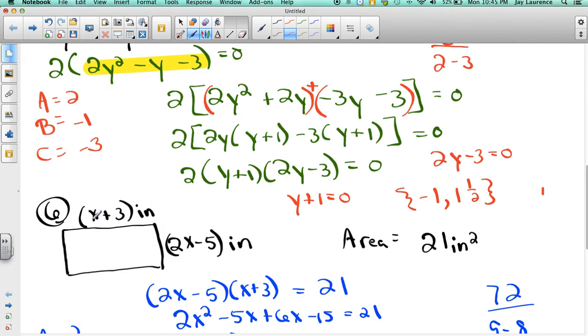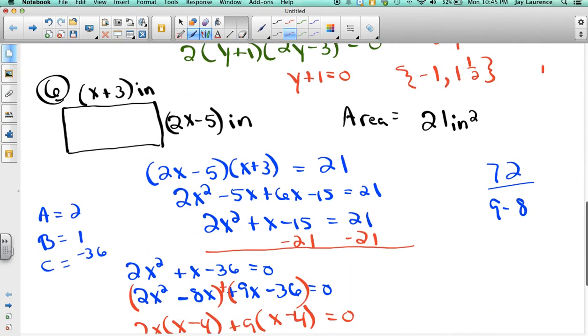When I plug negative 4.5 in this quantity, that turns into a negative quantity. That's not possible. We can't have a negative quantity.